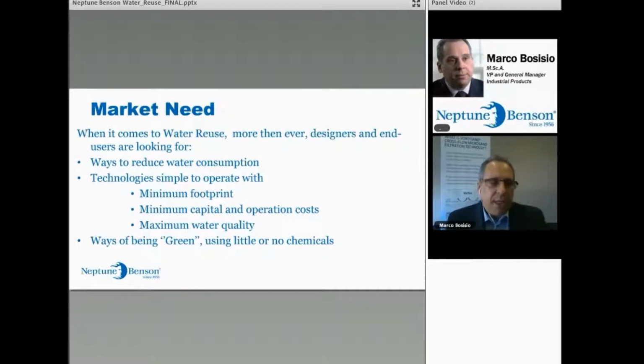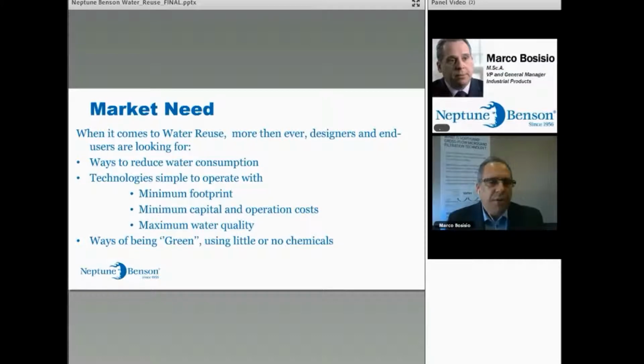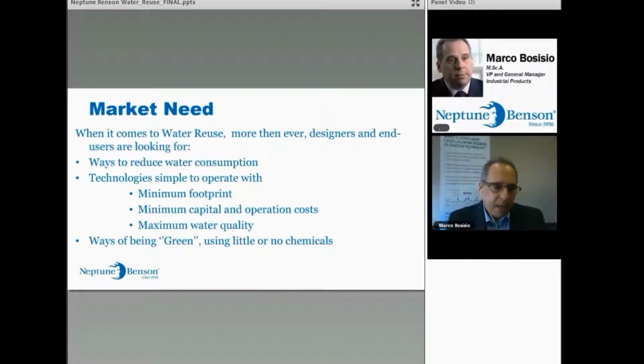So let's start first with the market need. In terms of water reuse, there are definitely all types of needs, and we've seen that in the presentations from Abby and Rick. There are different types of needs, water sources and water characteristics. But what comes out is that everyone wants to reduce water consumption, looking for a minimum footprint, a minimum capital and operation cost, and obviously maximum water quality, to be able to reuse that water back in the process. And there are ways of being green and avoiding chemical addition as much as possible. Let's see how the Vortisand technology addresses this market need.